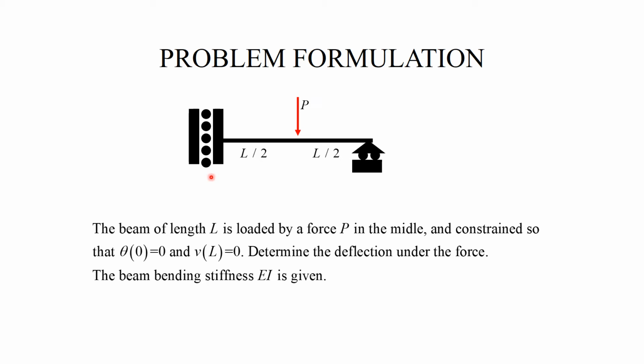So in other words, at this support, theta is equal to 0, but v is not specified. On the right, we have the standard roller, which constrains the deflection. The beam has length L, constant bending stiffness EI, and is loaded by a force P in the middle.